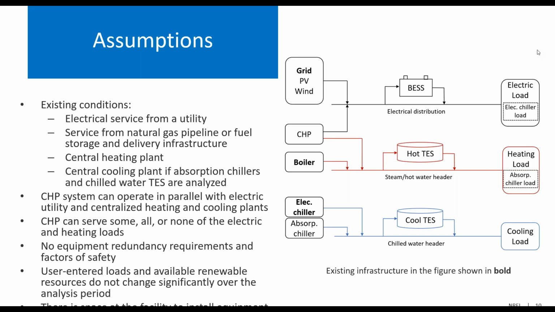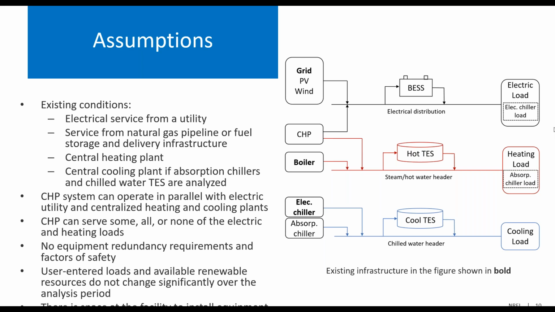If you're screening for combined heat and power, then we also assume that the facility has an existing central heating plant. And if you want to look at additionally absorption chillers or chilled water thermal energy storage, then we assume also that you have a centralized cooling plant. Baked in within the model is the assumption that the CHP system can operate parallel to these existing systems, so the existing electric utility or the existing centralized heating and cooling plants.